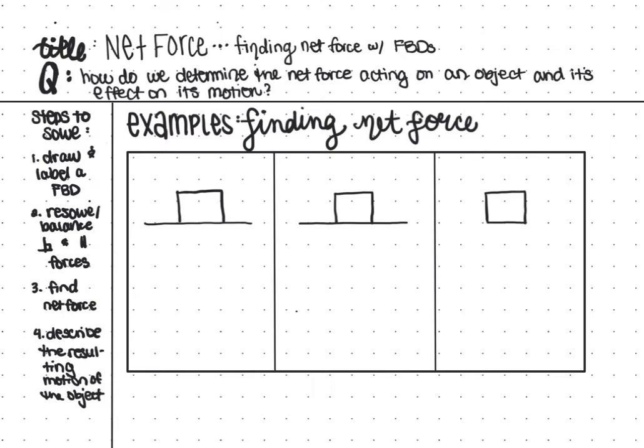All right, so steps to solve. Often we may need to draw and label a free body diagram that can help us organize the information that we're given in a word problem. We're then going to resolve, balance, solve, however you want to think about it, the perpendicular and then the parallel forces, and then we'll combine those together to find net force. And the last thing that we're going to do is to describe the resulting motion of the object. So what's happening based on the free body diagram now having some actual numbers to interpret that.